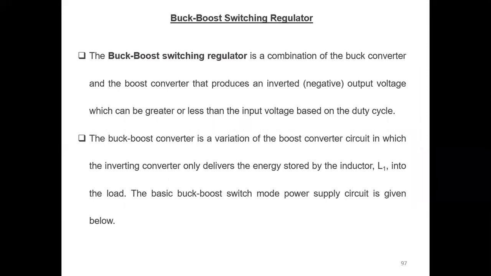So the buck boost switching regulator is a combination of a buck converter and a boost converter that produces an inverted output voltage, which can be greater than or less than the input voltage based on the duty cycle. The buck boost converter is a variation of the boost converter circuit in which the inverter only delivers the energy stored by the inductor into the load. The basic buck boost switch mode power supply circuit is given below.